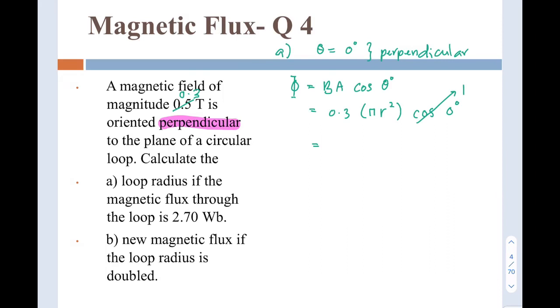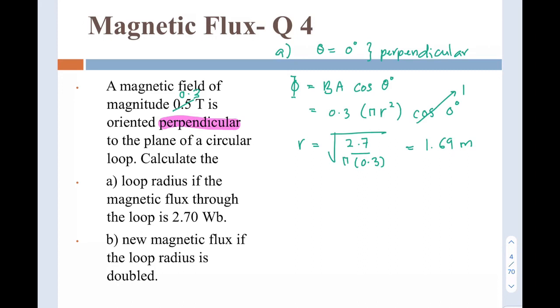So your radius r is equivalent to the square root of 2.7 divided by pi times 0.3, which finally gives you an answer of 1.69 meters.